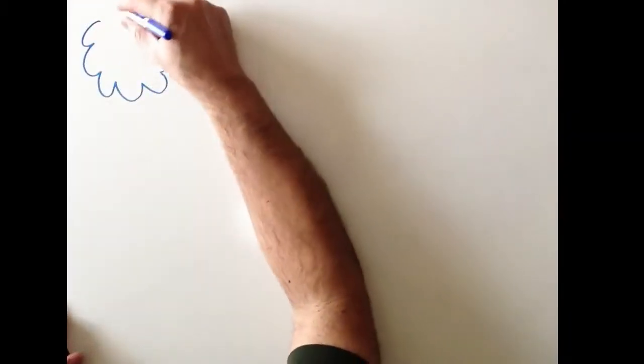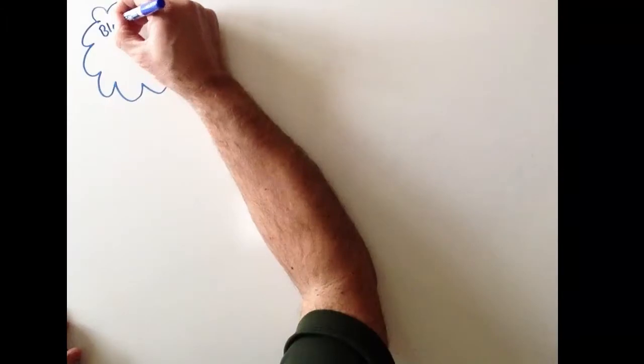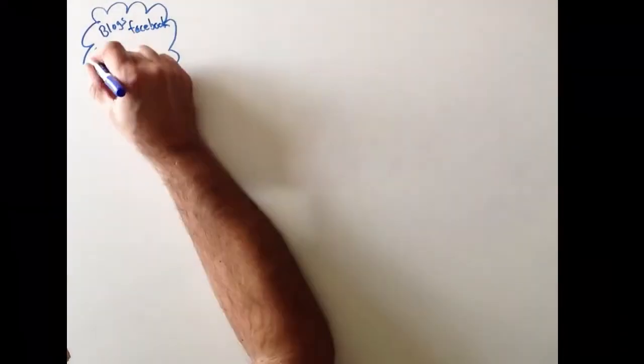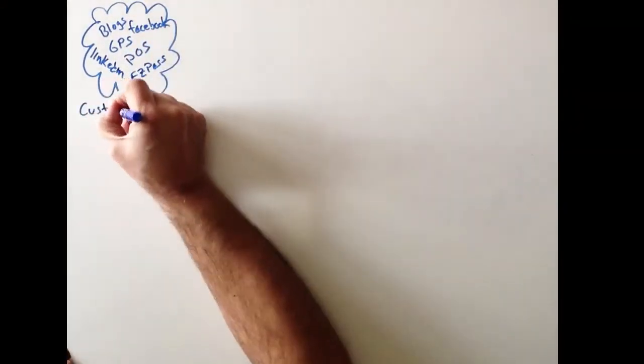So we have this thing out there called the cloud, and a lot of things go on in the cloud. People update their blogs, their Facebook pages, LinkedIn. They also make purchases. They use GPSs that are connected to the network. Part of that data is your customer's data.